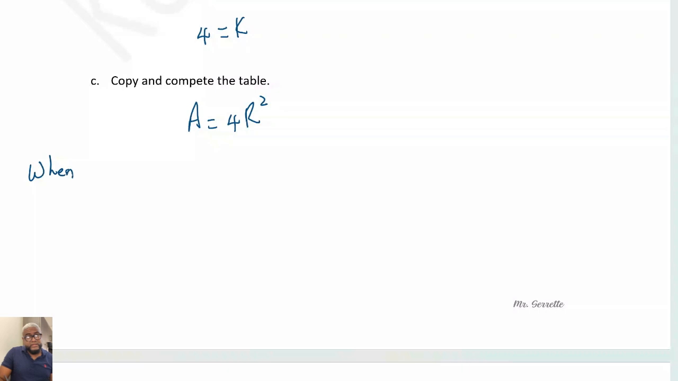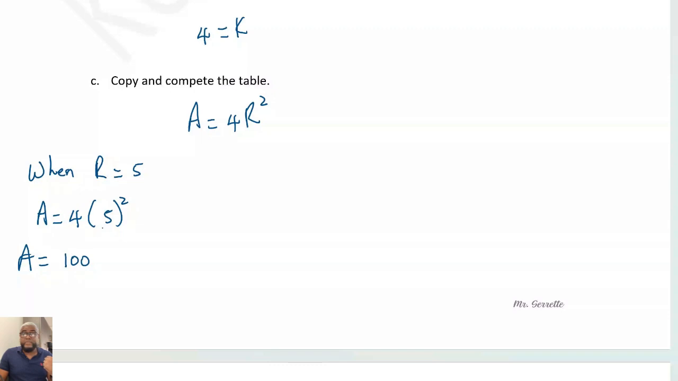So when R is equal to 5, A will be equal to 4 by 5 squared. A will be what? 4 multiplied by 25, which is 100. Everybody get that? 5 squared is 5 multiplied by 5. 5 5s are 25. So that's why I said 4 multiplied by 25.